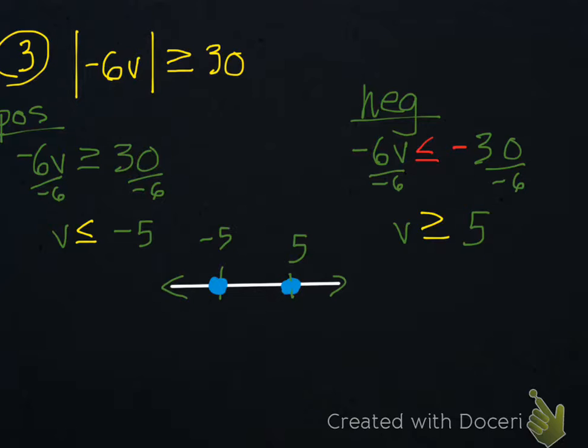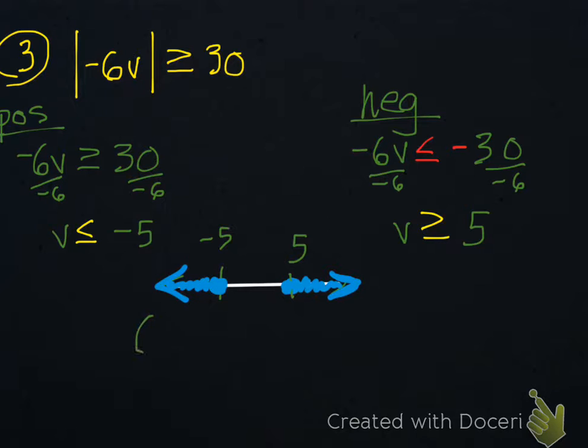Okay, so let's figure out where we're going to shade. So for the positive 5, we're shading to the right. That's the direction of the arrow. And negative 5, we're shading to the left. So we ended up with an OR statement.